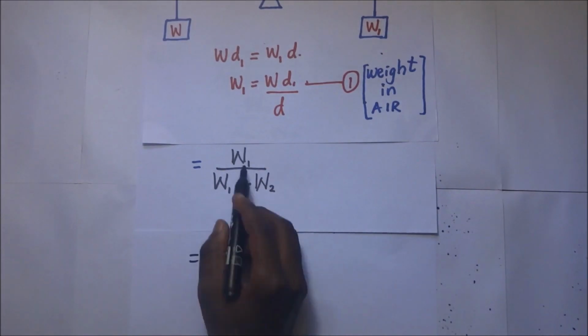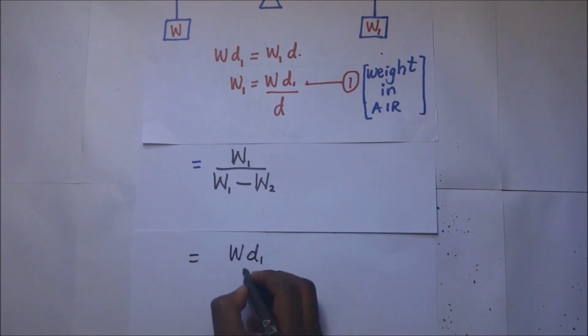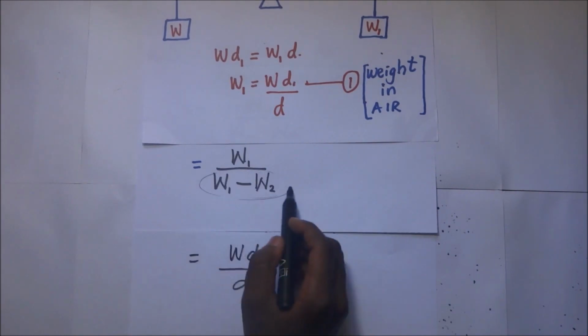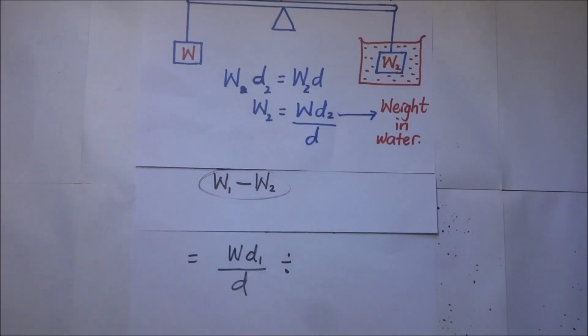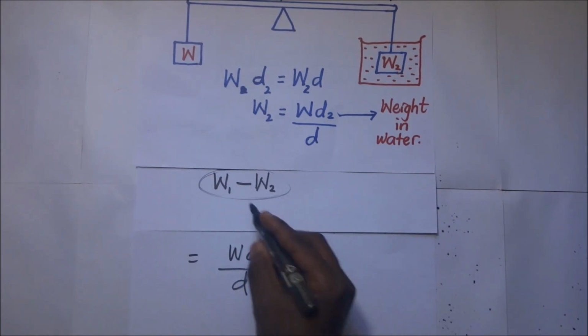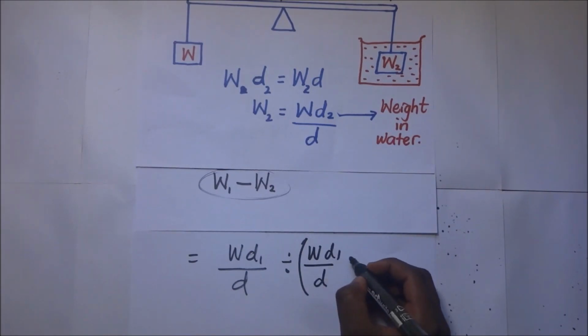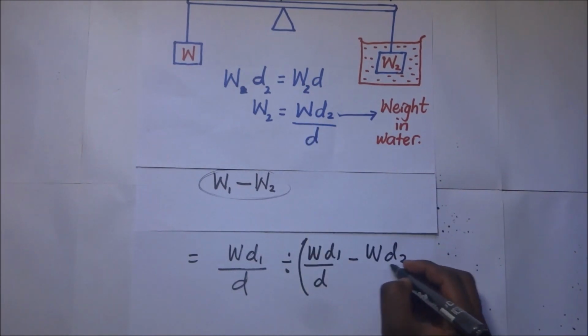This W1 is the same as W times D1, divided by D. We are going to divide that by the apparent loss in weight of the solid. And of course, the apparent loss in weight is equivalent to the upthrust that body experiences when it is dipped in the water. So that is going to be divided by W2. Of course, this is divided by W1, which is still W D1 over D, minus W2, which is W D2 over D.